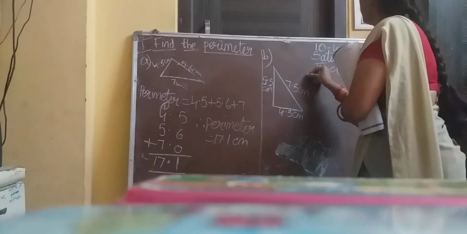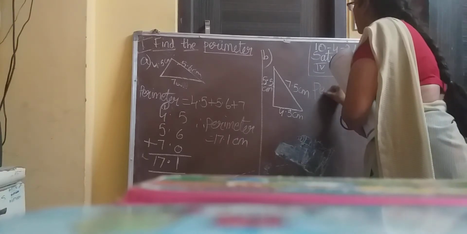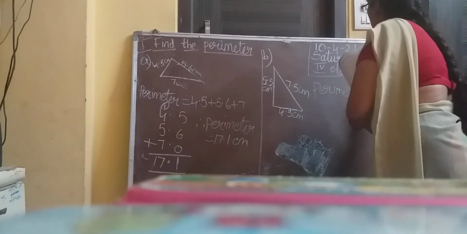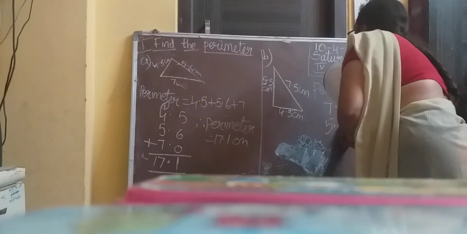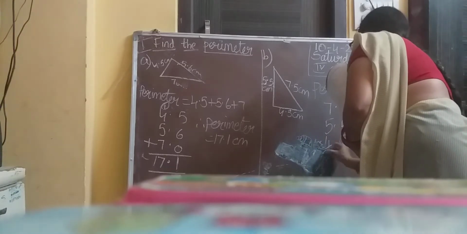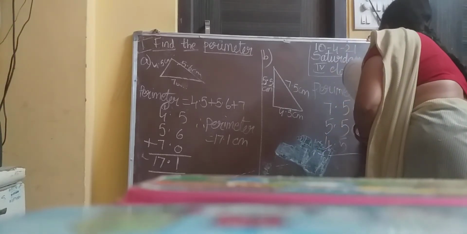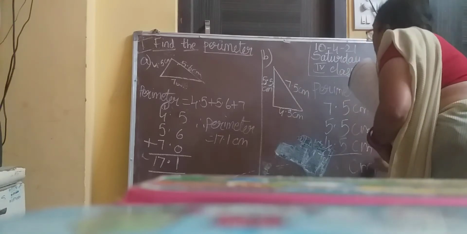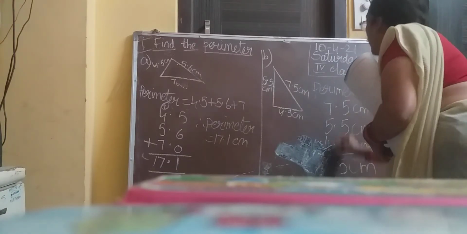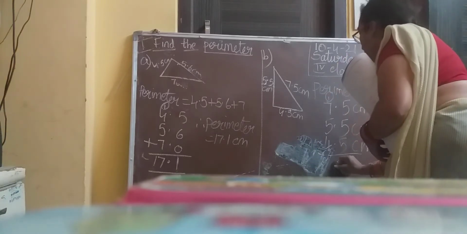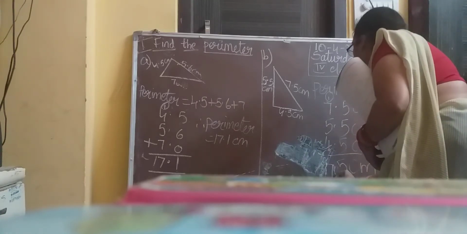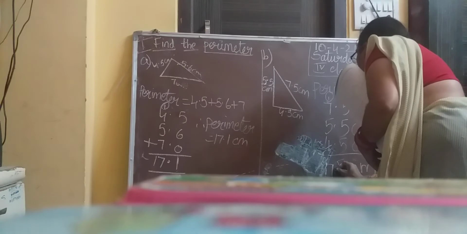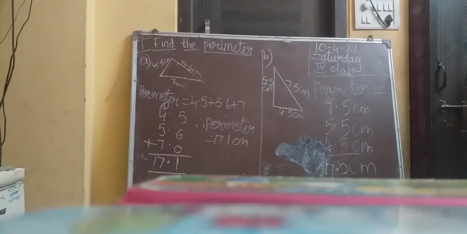What should you write now? Perimeter is equal to 7.5, 5.5, 4.5. Yes, centimeters. The answer will also come in centimeters. 5, 10, 15. 5, carry 1, sorry, not borrow. Then 7, 5, 12, 13, 14, 15, 16 plus 1, 17. 17.50, 17.5 centimeters. What is the answer, children?